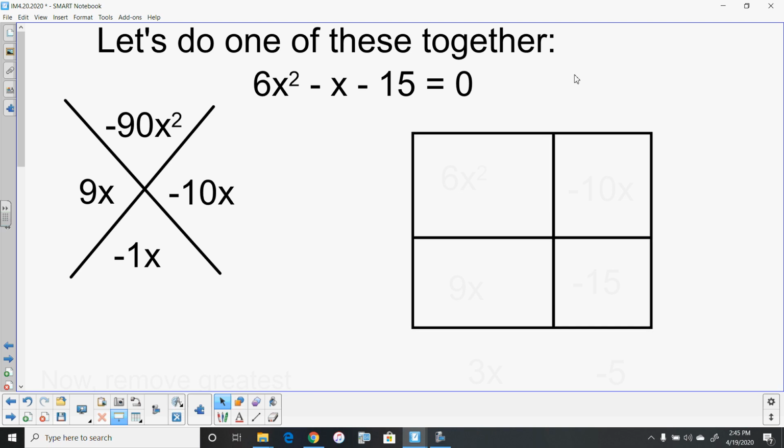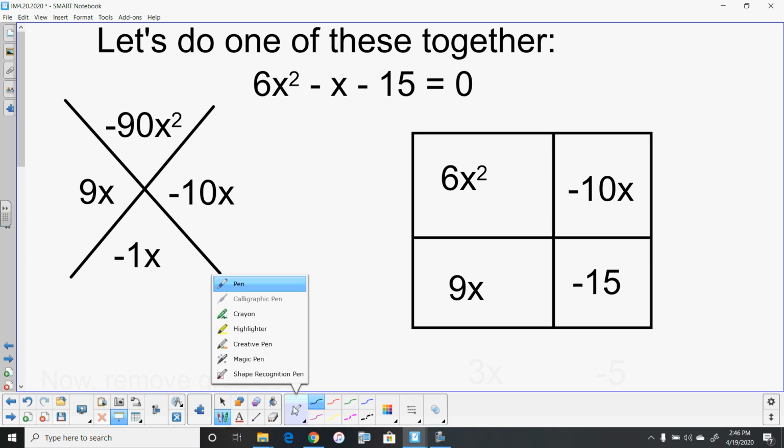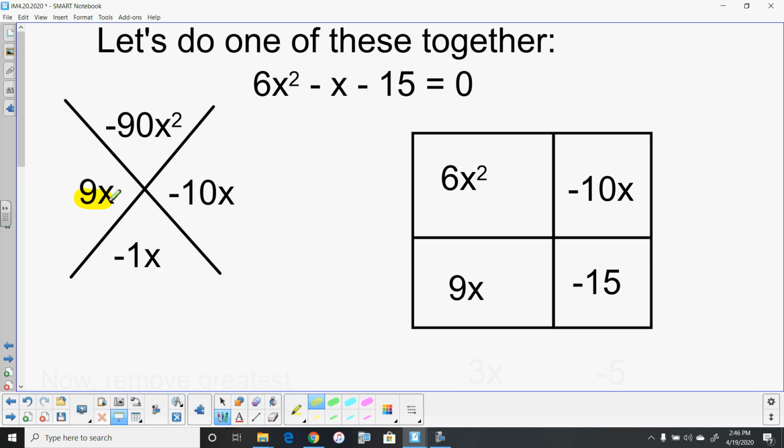So we take our rectangle. The first term in the quadratic is going to go on one corner, and the corner opposite that one is going to be whatever the c term was. The two factors that you found, that's really the tough part. Coming up with the 9x and coming up with negative 10x, that's the most thinking you have to do in this problem. The rest is just remembering the process of what to do here.